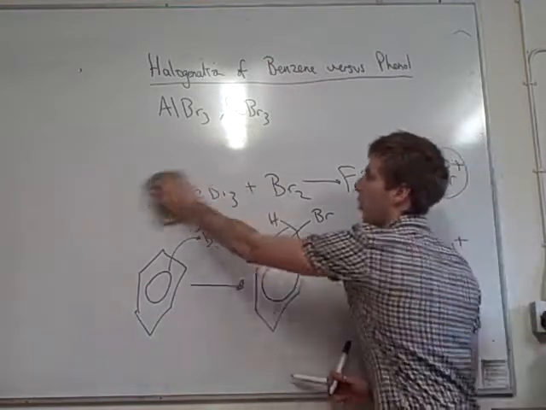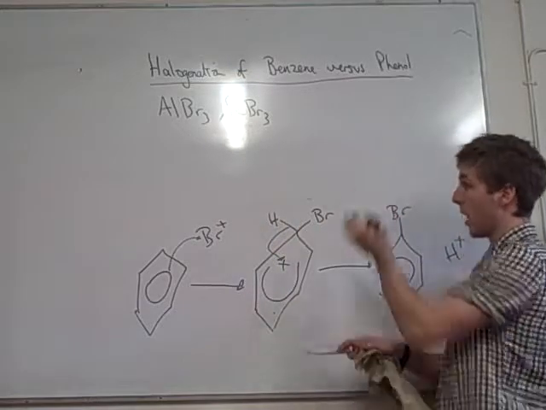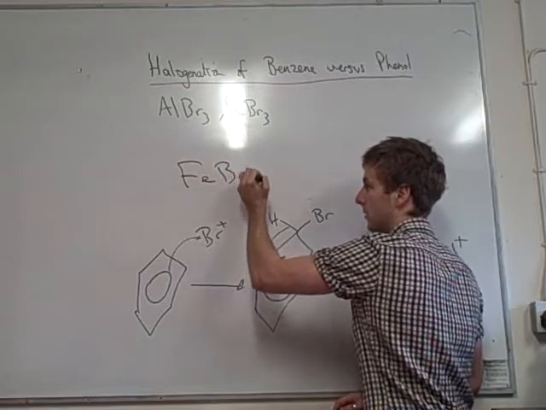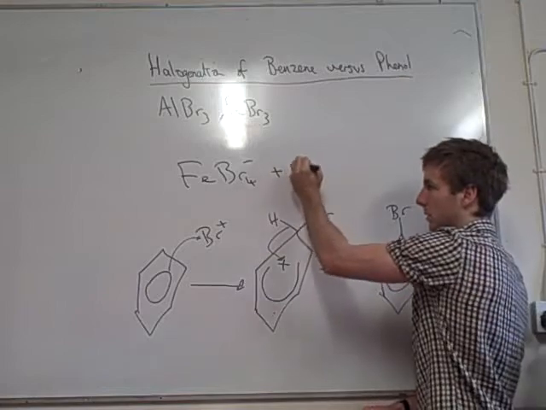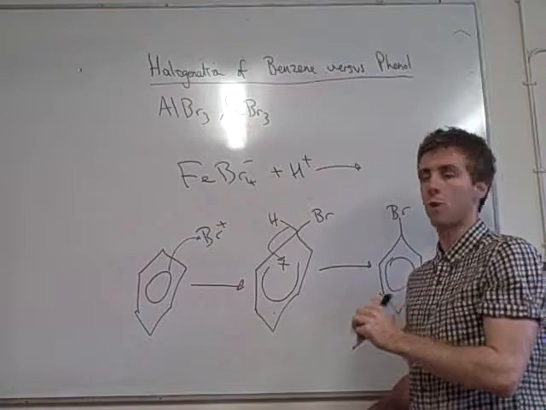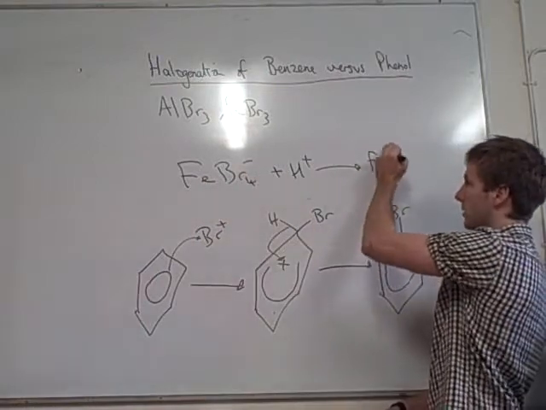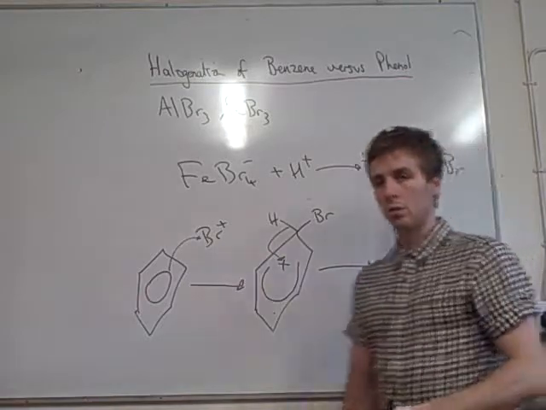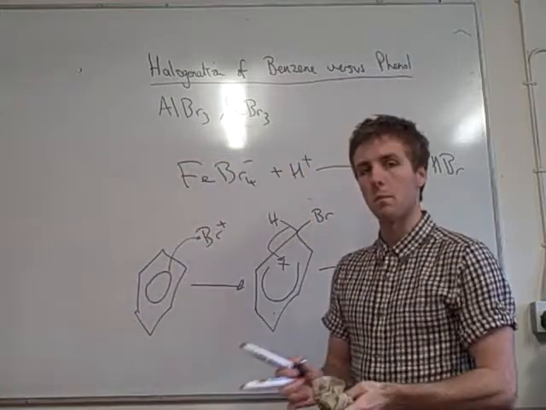Okay? What then happens is, what I've just rubbed off, I had FeBr4-, and my H+ that we make in this step, they react to regenerate your halogen catalyst. Remember, a catalyst doesn't get used up. So it'll be FeBr3 and HBr. So you also get some hydrobromic acid. Okay, and that's how it works in benzene.